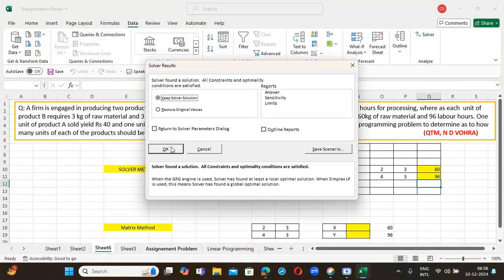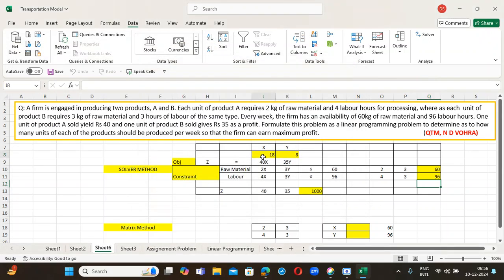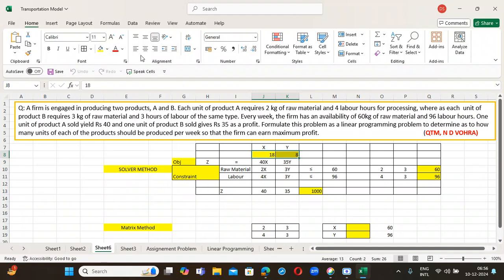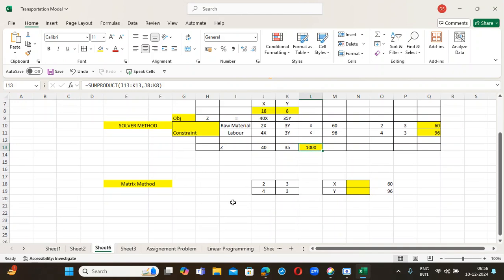Once you solve, you see that X equals 18 units of A, and 8 units of B you have to produce, by which your result will be 1001. That should be the maximum profit. It can be solved through the solver method. Then you can ask whether it can be solved through the matrix method. Yes, it can be done.